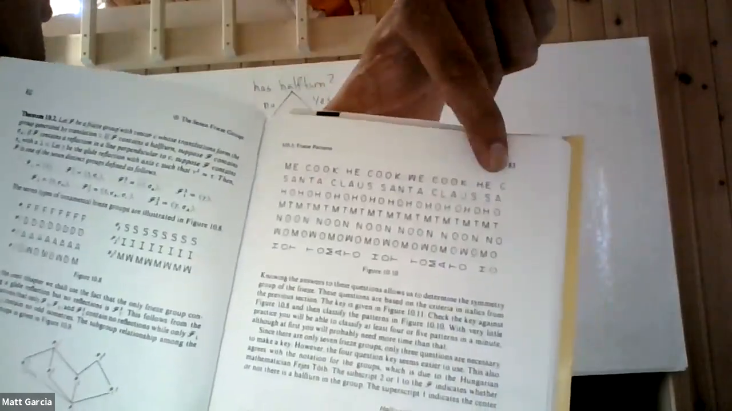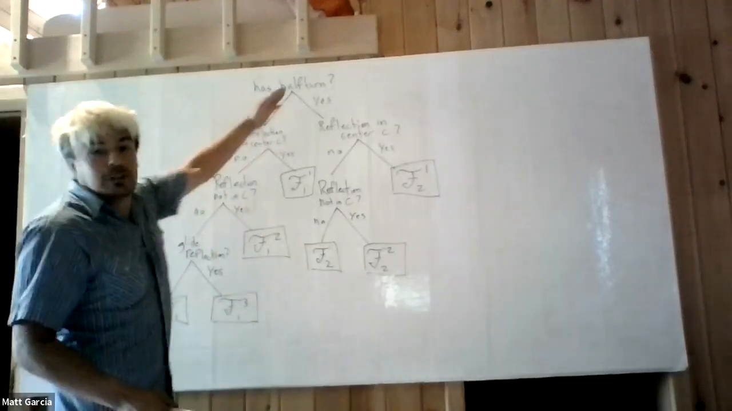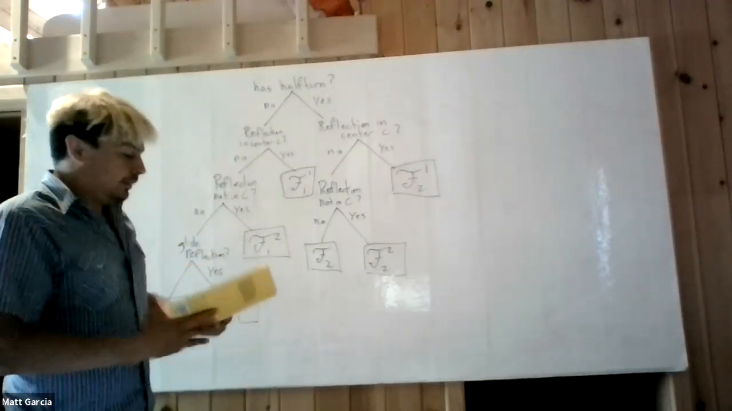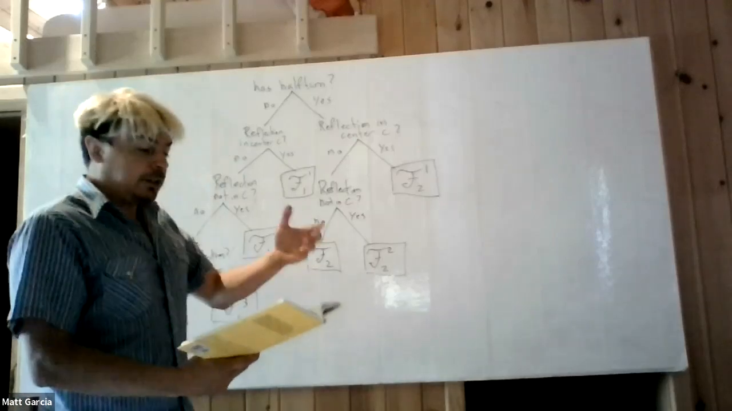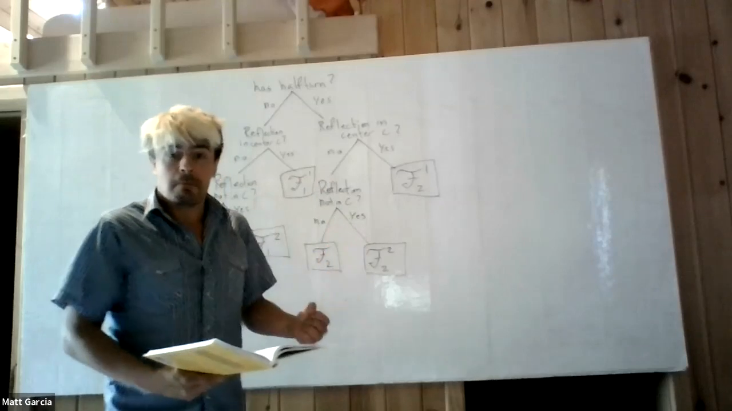Which was this again? What letter? So it's this top line of figure 10.10. Oh, okay. So, well, let's ask ourselves, let's traverse this flow chart. First of all, does this first line, me cook, he cook, we cook, have a half turn? Yes or no?